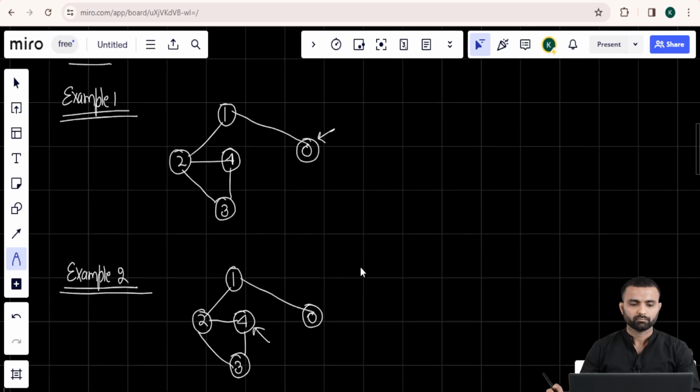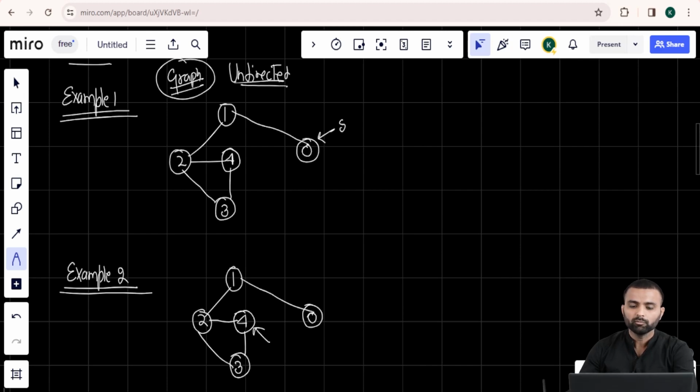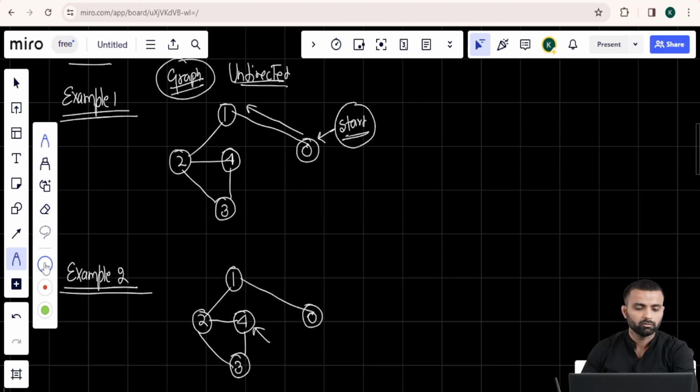So suppose this is the graph which we are given. It's an undirected graph. If I start from this node, we have to traverse every edge only once. Let's check it. I am starting from this node and first going along this path. Let me change the color first.